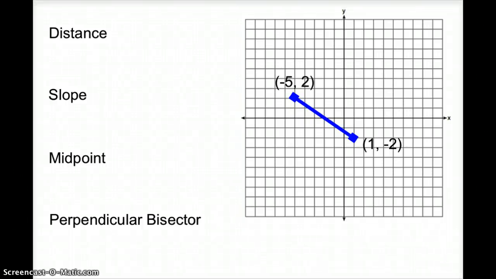So in this quick video I want to show you how to do 4 common tasks associated with a pair of coordinates. So the first task is to find the distance between this point here at -5, 2 and this point here at 1, -2.